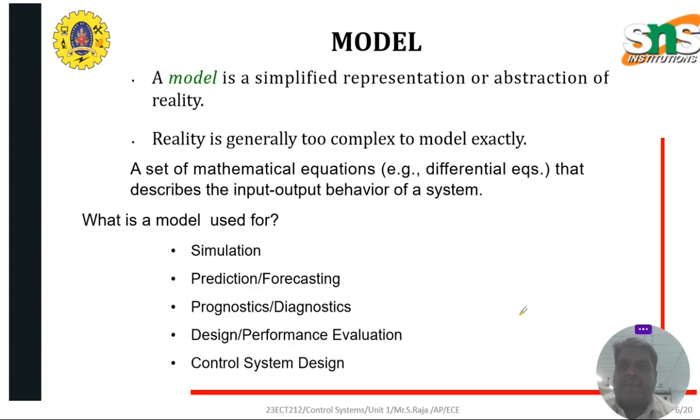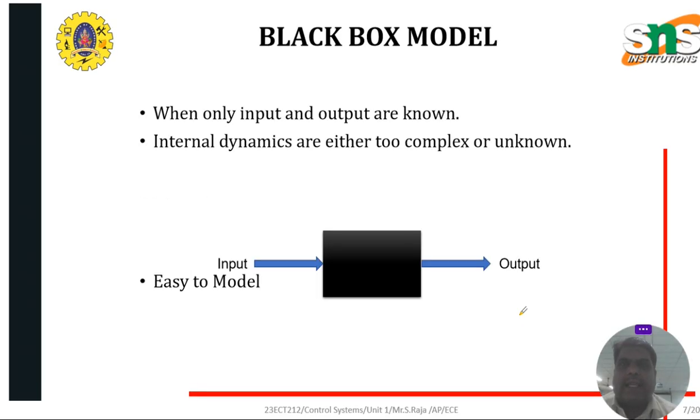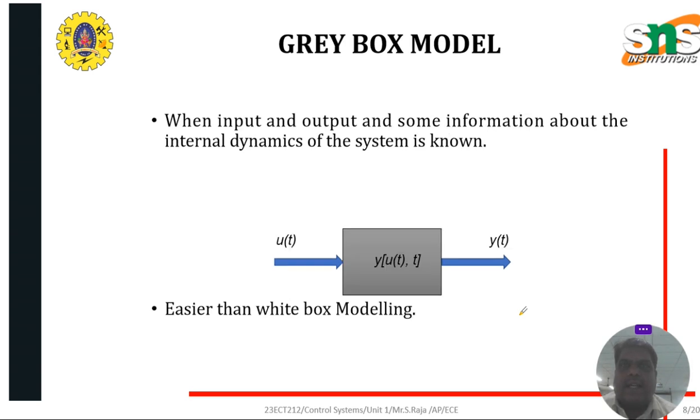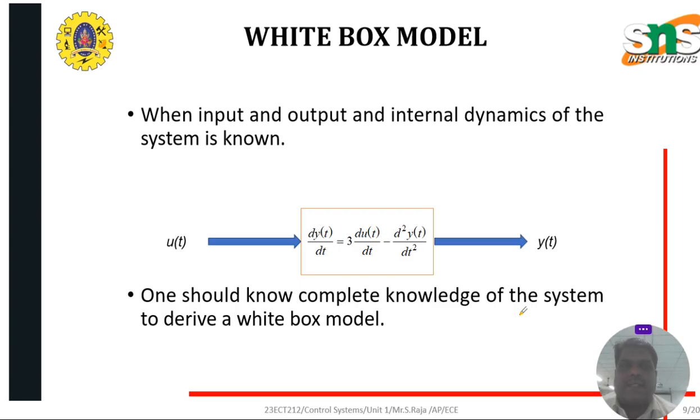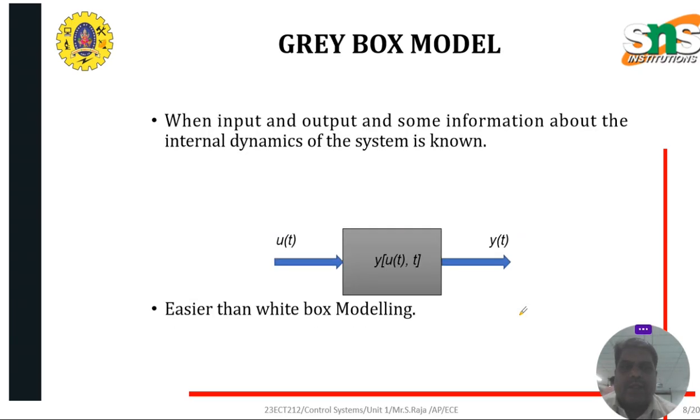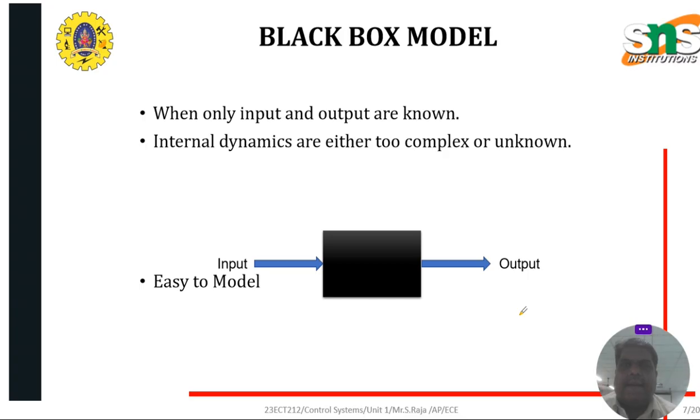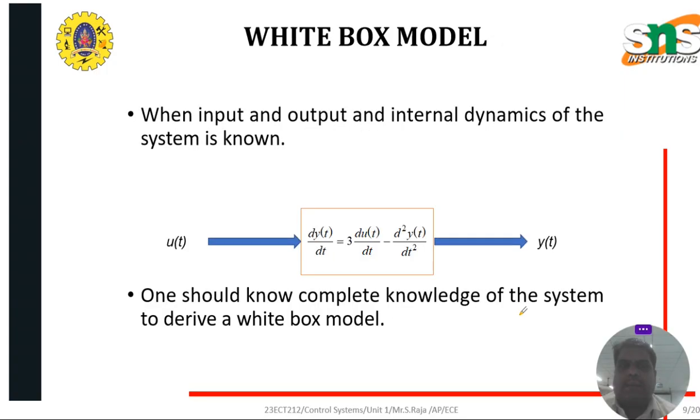What is a model used for? We can use a model for simulation, prediction or forecasting, prognostics or diagnostics, design, to evaluate performance, and to find the control system design. There are three types of models: the black box model, the gray box model, and the white box model. Depending upon the application, this can be a black box, gray box or white box.